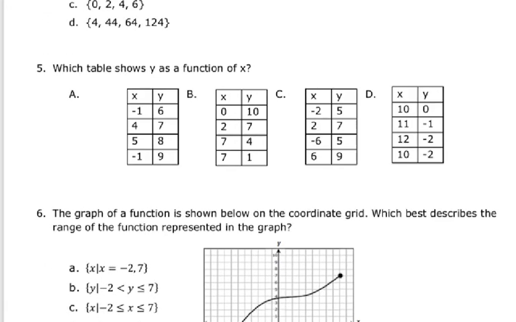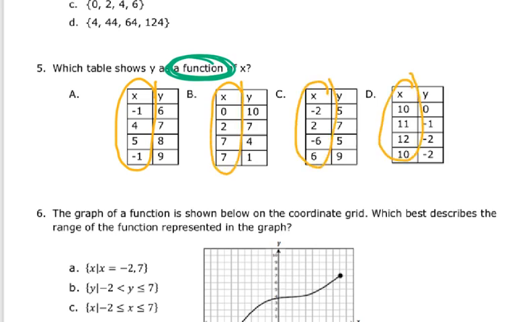Next. Easy. Which table shows Y as a function of X? What you need to do is every single time you see the word function, what that means is that we are checking our X's. So I'm going to circle these X's. So letter A, in this one here, those X's repeat. That's not good.